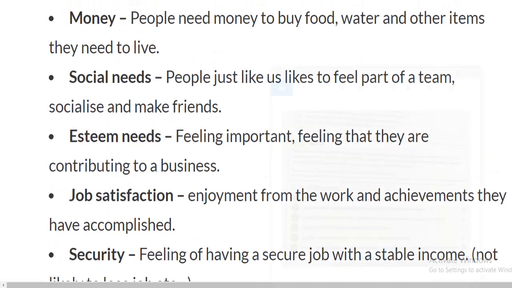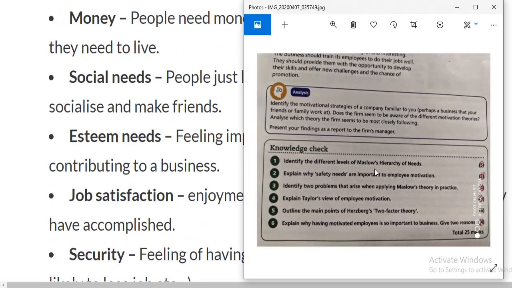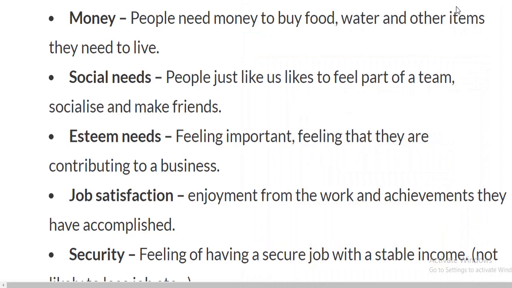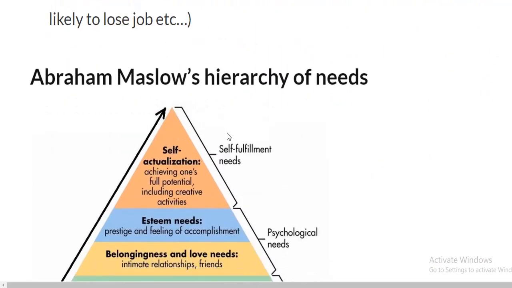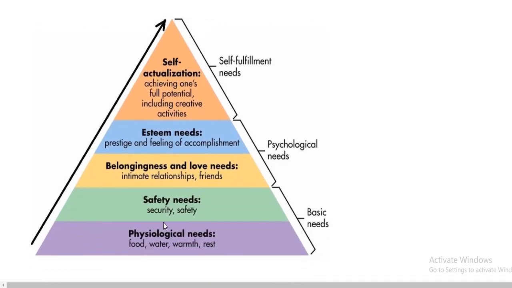As I can show you here, this is the question: identify the different levels of Maslow's hierarchy of needs, with different pronunciations in British and American English. So we go back. What are the levels of Abraham Maslow's hierarchy of needs? We have actually 5 different levels structured into 3 different categories. So the first important thing is the basic needs. So these are the categories, guys: the basic needs, psychological needs, and self-fulfillment needs.